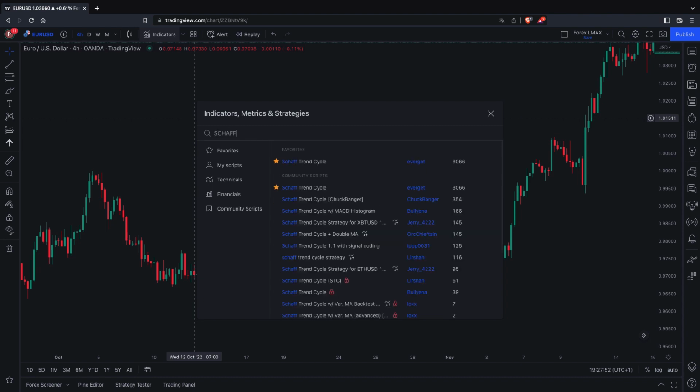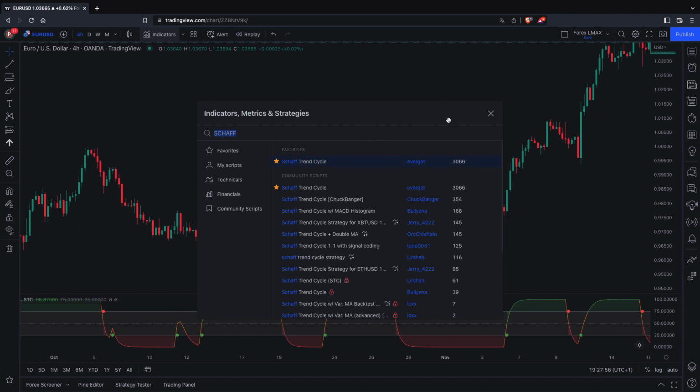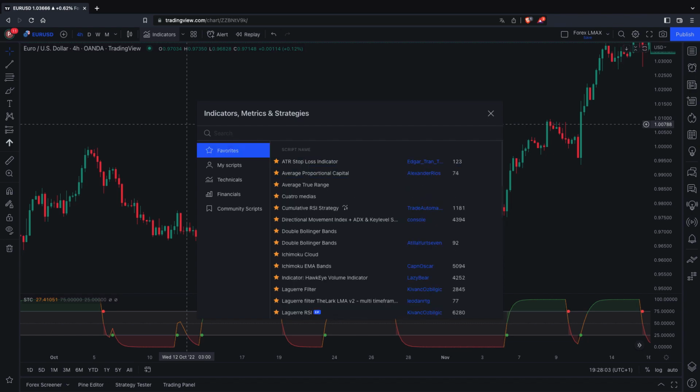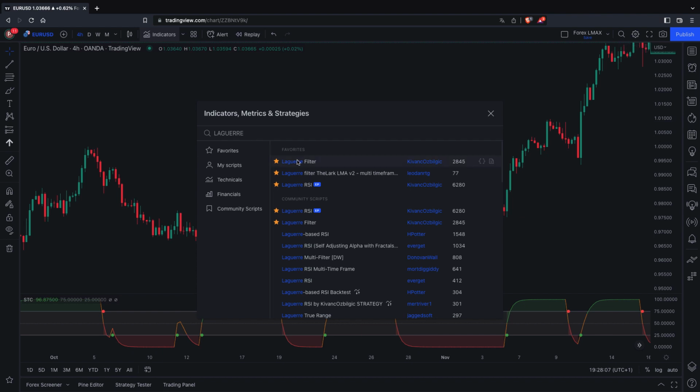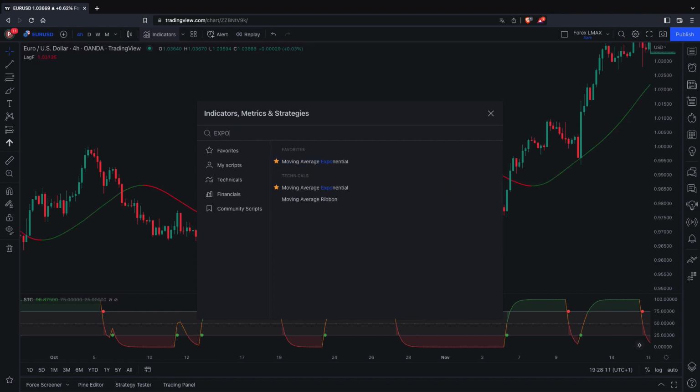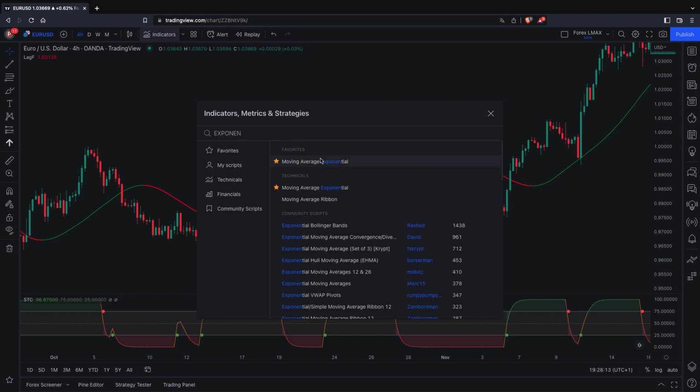The Schaff trend cycle, STC, is a charting indicator that is commonly used to identify market trends and provide buy and sell signals to traders. We use the default settings. The Laguerre filter is a smoothing filter based on Laguerre polynomials. We also use the default settings. The 200-period exponential moving average tells us about the long-term trend.